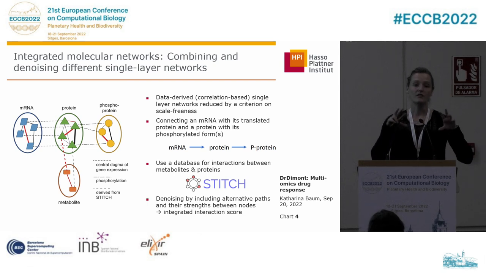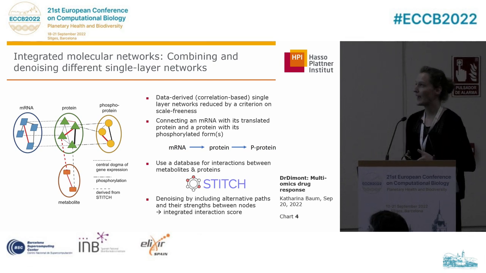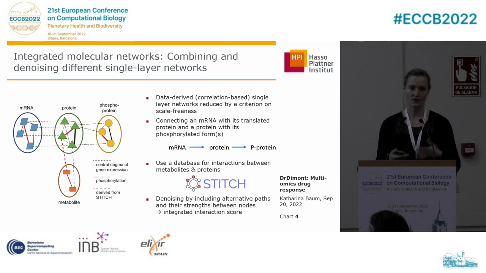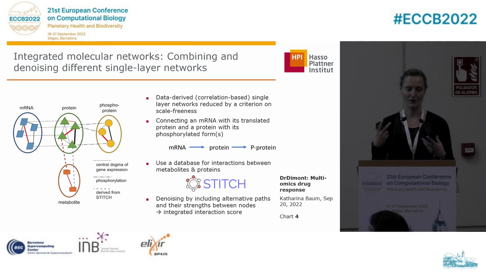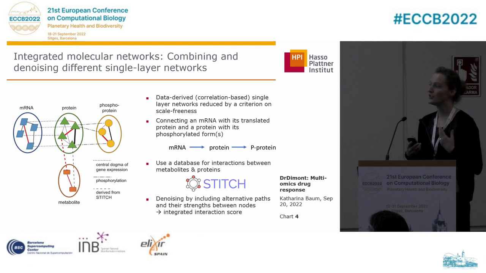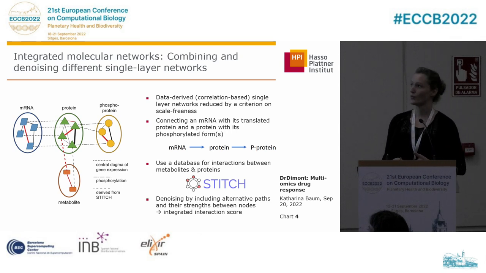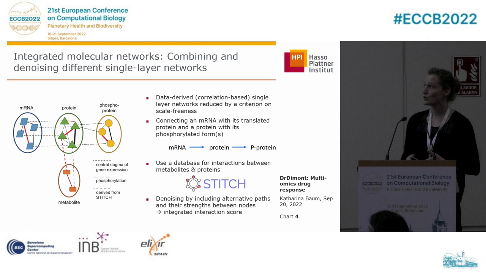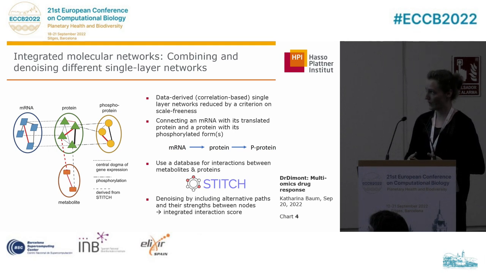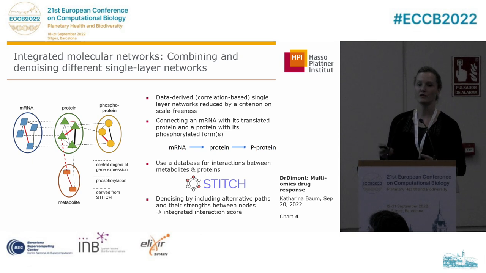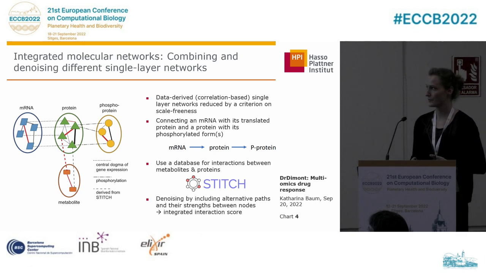Now we connect the single-layer networks, and for that we use prior information. We use the dogma of molecular biology that an mRNA gives rise to a protein, so we connect each mRNA to its protein with an edge of weight 1. In addition, we connect each protein to its phosphosites with edges of weight 1 as well, and you can have multiple phosphosites for a single protein, of course.